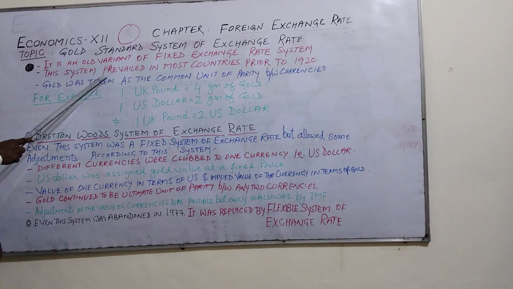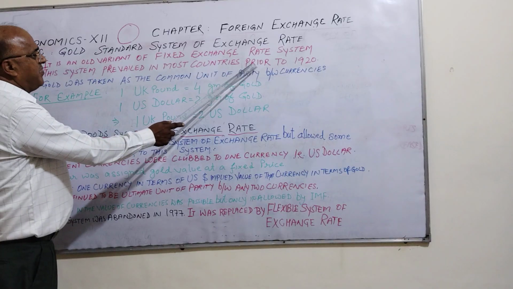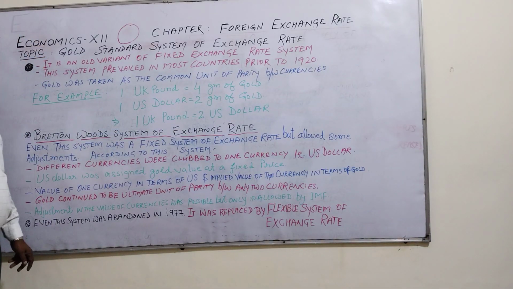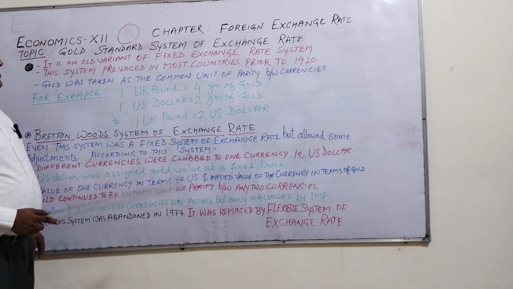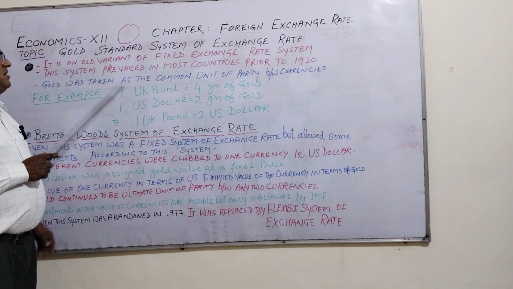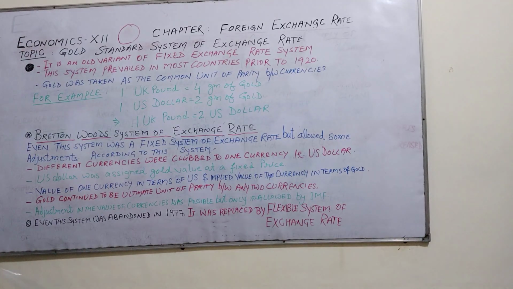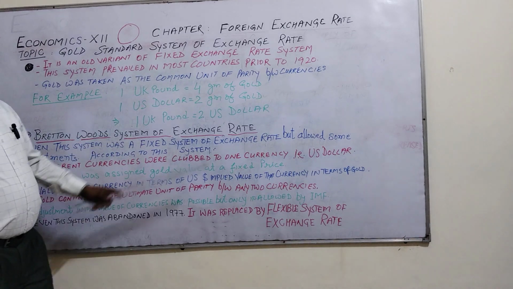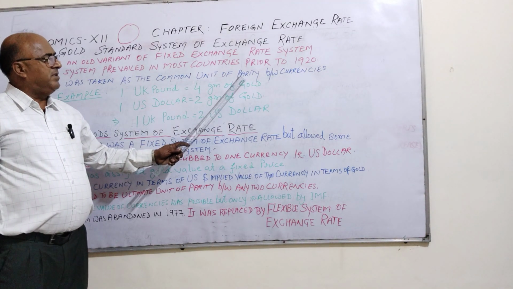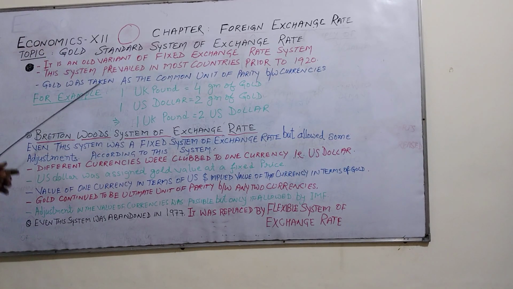This system prevailed in most countries of the world prior to 1920s. It is an old variant based on gold parity value, and this system existed in most of the countries before 1920. Gold was taken as the common unit of parity purchasing power between currencies of the world. So gold is a key value, parity value.